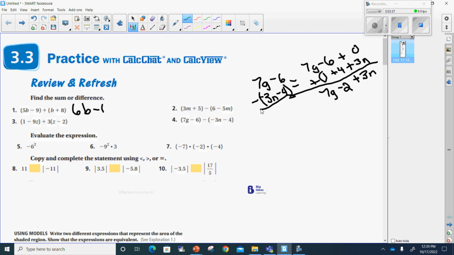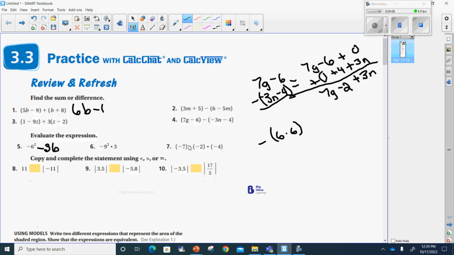All right, next, got to evaluate the expression. I'm going to do number 5. This is a negative 6 to the second power, which means negative 6 times 6. Notice the negative sign does not go in front of each of these. If I wanted that power of 2 to affect the negative, I'd have a parentheses around both the negative and the number. 6 times 6 is 36, so this is negative 36.